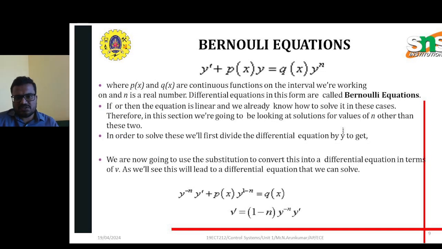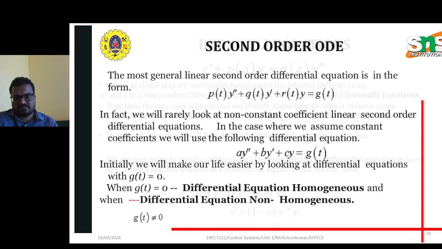Bernoulli equations. It is followed based on the order of the corresponding control systems. For example, y dash plus p of x into y equal to q of x into y power n. It's like y power minus n into y dash plus p of x y power 1 minus n equal to q of x.